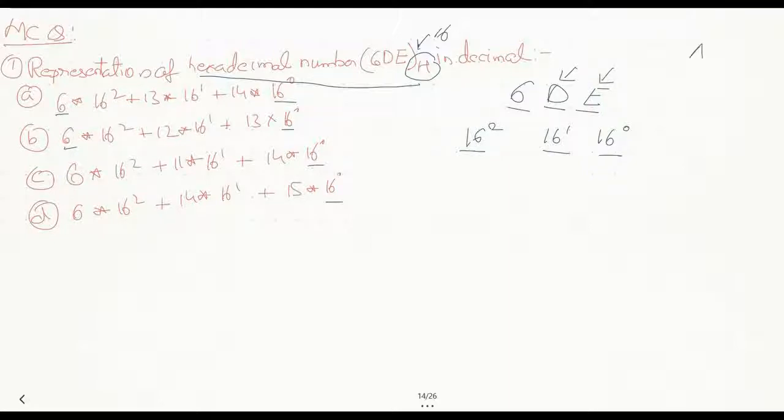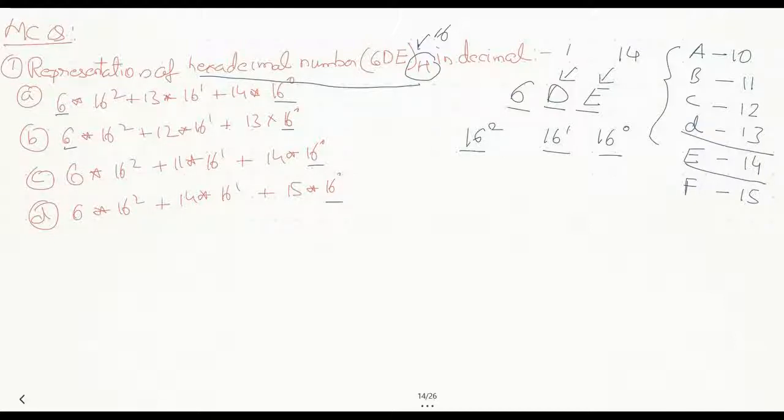As we know, A stands for 10, B stands for 11, C stands for 12, D stands for 13, E stands for 14, and F stands for 15. These are the allowed notations in hexadecimal. So all we have to do is just put the values. E means 14, and D means 13, right? So we have 14 in place of E, and in place of D we have 13. So the first one is correct. Now let's move to the next question.